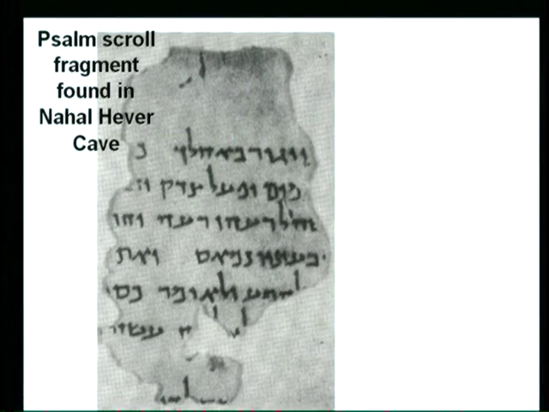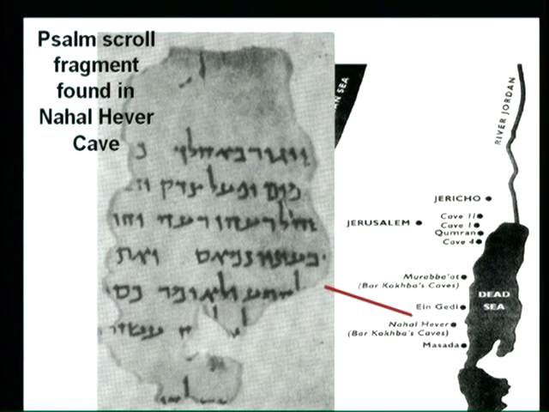Let's take a look at a couple of these manuscripts. This is a manuscript found in the Nahal Hever cave, still considered among the Dead Sea Scrolls. And you can see there it's written in the Jewish script. Nahal Hever is between Masada and Ein Gedi. It's quite a bit south of Qumran. Notice Qumran is up there on the northwest corner of the Dead Sea.